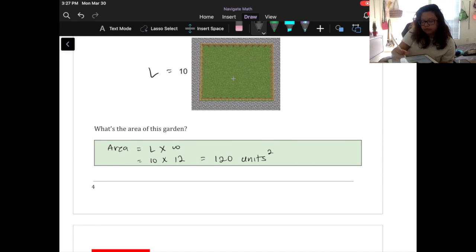The reason why we're doing units squared is because we're doing 10 units times 12 units. And 10 times 12 is 120. And units times units is units squared. Think of it as doing like x times x is x squared.